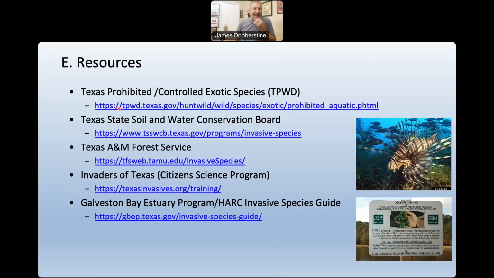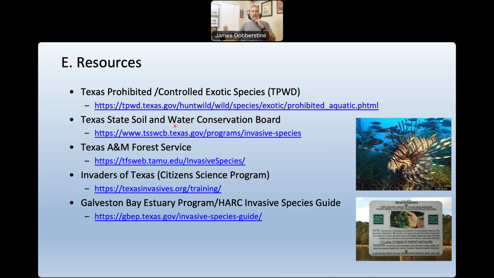So, this Texas Prohibited and Controlled Exotic Species is the official list from Texas Parks and Wildlife of prohibited species. If you are going to be in practice in this area, I highly suggest you bookmark this. There are others here that are really good.